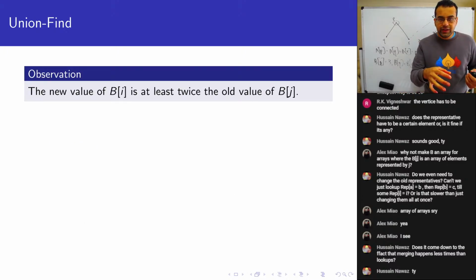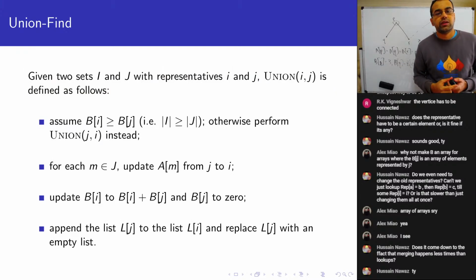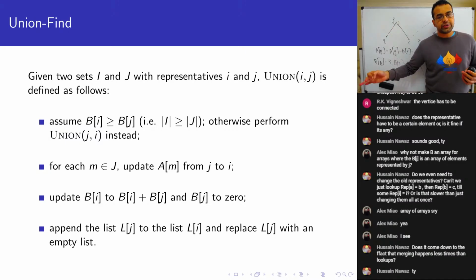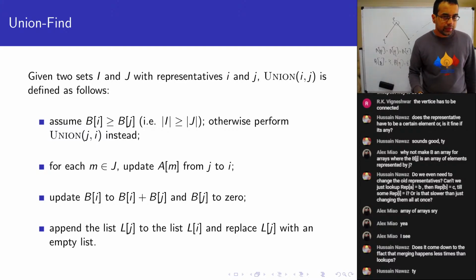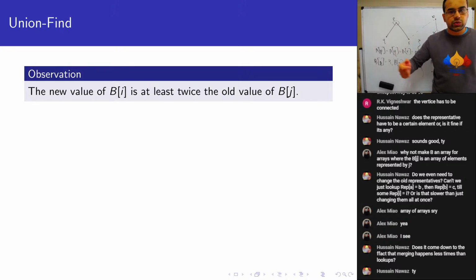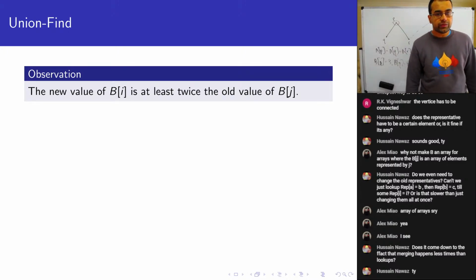The new value of bi is guaranteed to be at least twice the old value of bj. Why is this the case? Well, we knew that the old value of bi was bigger than or equal to the old value of bj because capital I was the bigger of the two sets. And so when we add together the old bi plus the old bj, that's at least twice the old bj, right? We're comparing 3 plus 4 against 3 plus 3. Certainly the old bi and bj together is bigger than twice the old bj. And that combined value is the new bi. So the new bi is at least twice whatever the old bj was.